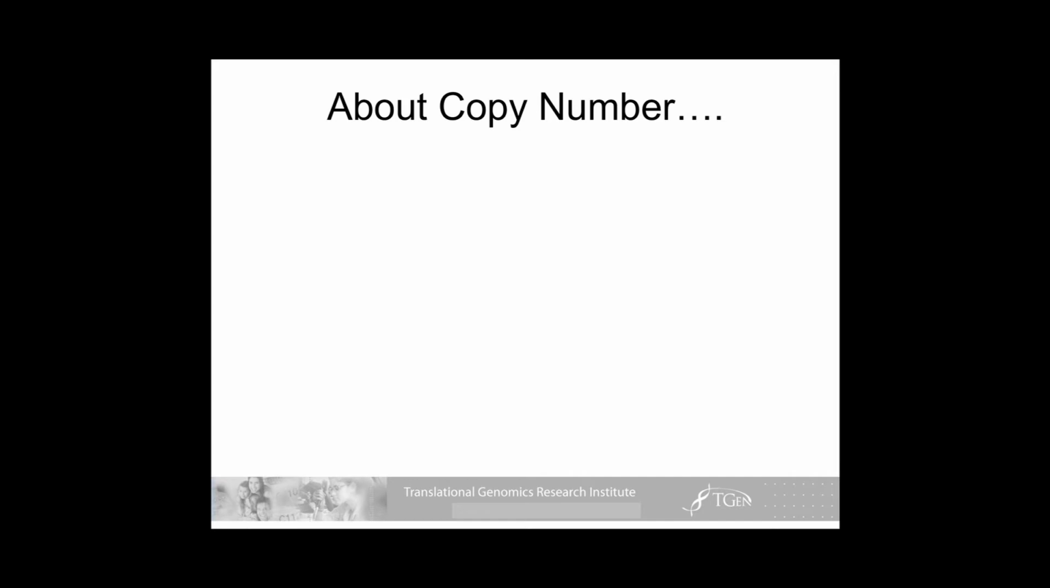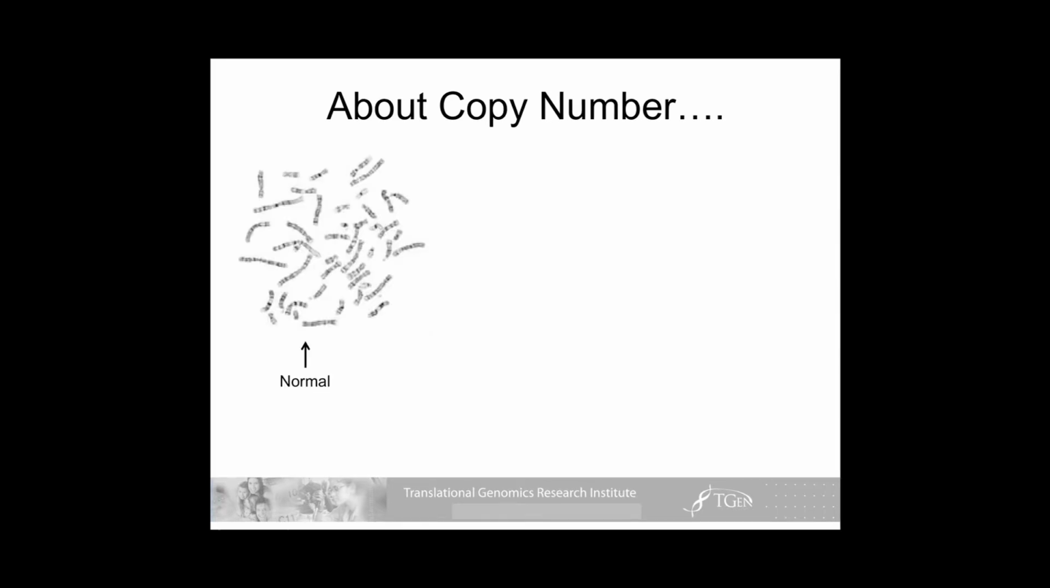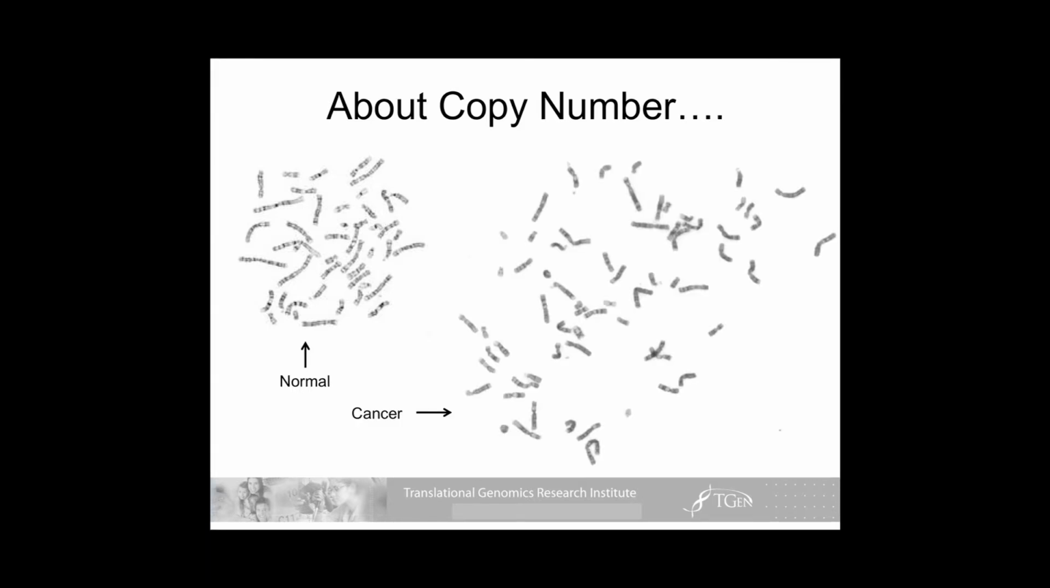And there was a question yesterday about copy number, and since I'm a cytogeneticist, I just wanted to expand a little bit on it. This is a normal cell. This is a normal karyotype. This is what you see under the microscope, okay? This is cancer.